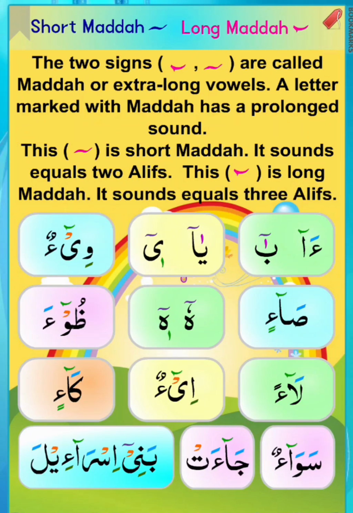Short Maddah, long Maddah. The two signs are called Maddah, or extra long vowels. A letter marked with Maddah has a prolonged sound. This is short Maddah. Its sound equals 2 Alif. This is long Maddah. Its sound equals 3 Alif.